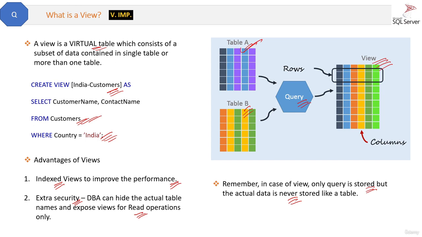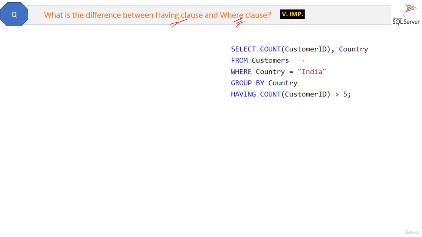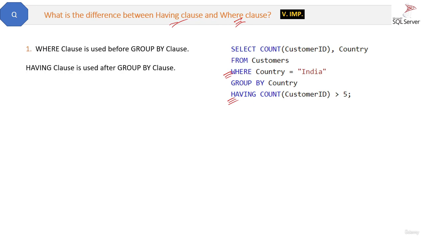Okay, great. So now you know enough details about views. Again, a very important question. Let's try to understand with the help of queries. Let's look at this query which has both where and having clause. Now see this query carefully. You will notice the first difference. Where clause is used before group by clause, and having clause is used after group by clause. That is the first difference.